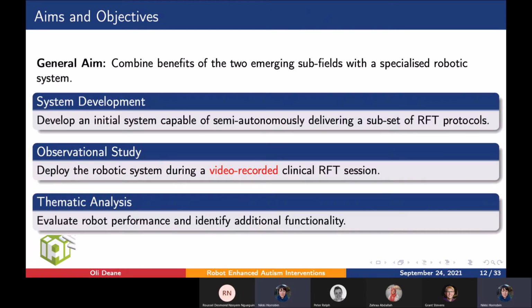Then our general aim here is to combine the benefits of the two emerging subfields and develop a specialised robotic system for RFT. So we start with a basic system that can deliver basic RFT training that we developed over the summer. We deploy that in an observational study with a child and a therapist, and then we run a thematic analysis that first wants to evaluate the performance of our current system, and second to identify additional functionality that could inform the future roles that the robot could take in this kind of context.